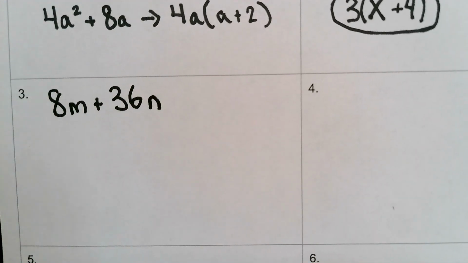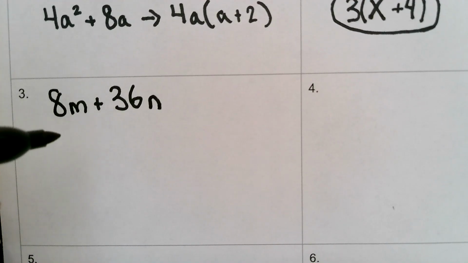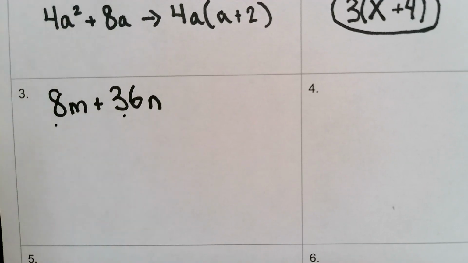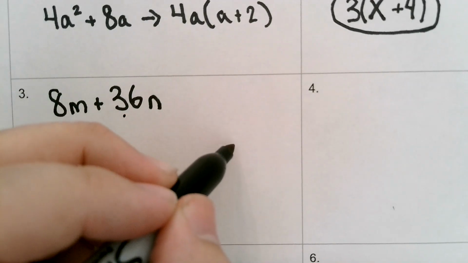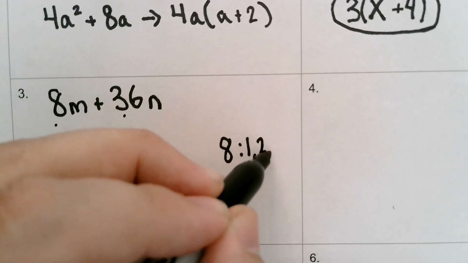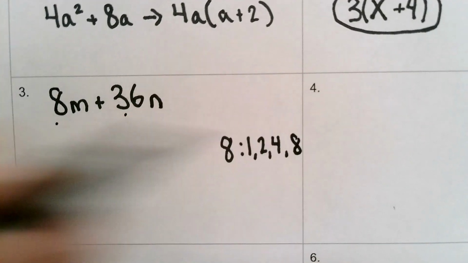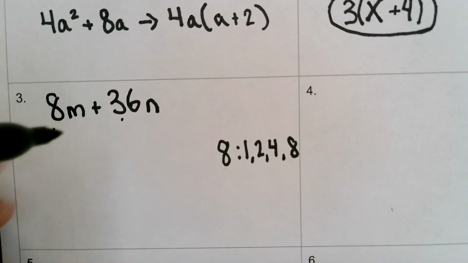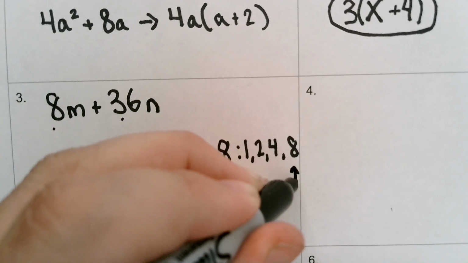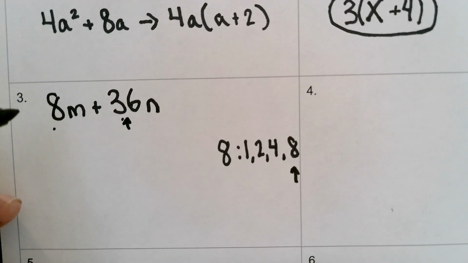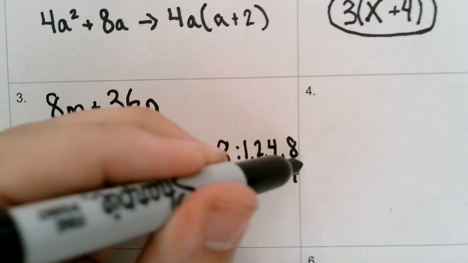All right, so we go on to our next problem, 8m plus 36n. What I now have to do is check for the largest number that goes into both 8 and 36. So like I said last time, I take my smaller number, 8. I say, what numbers go into 8? I have 1, 2, 4, and 8. Okay? So I now start at the right. I check for 8. Does 8 go into 36 evenly? No, it does not. So 8's gone.